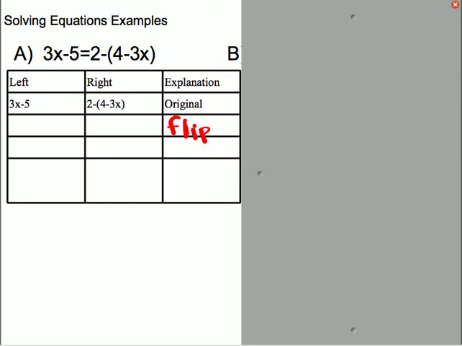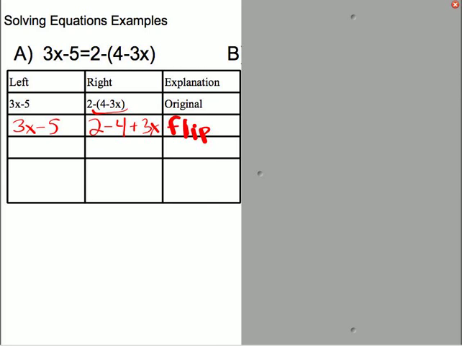And hopefully you're noticing that there is some flipping that you can do here with the minus parentheses 4 minus 3x. The left side is just going to get copied down because there's nothing to be done on the left. But on the right, we're going to start with flipping everything inside the parentheses from the bottom region to the top. So the 4 becomes a negative 4. The minus 3x becomes a positive 3x.